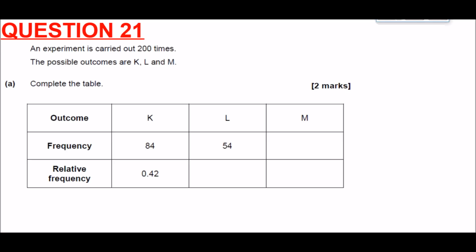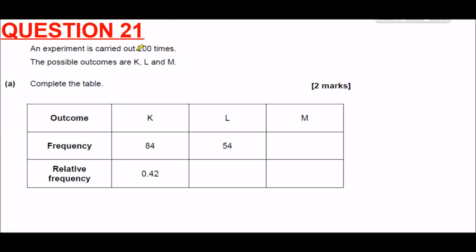Question 21. We've got an experiment here that's been carried out 200 times with 3 possible outcomes, K, L and M. And we need to complete the table. So already we can see 3 missing values. To get 2 marks, we need to have these 3 missing bits filled in correctly. And so the first one I'd suggest looking at is the frequency. So if the experiment's carried out 200 times, K plus L plus M should have to equal 200.